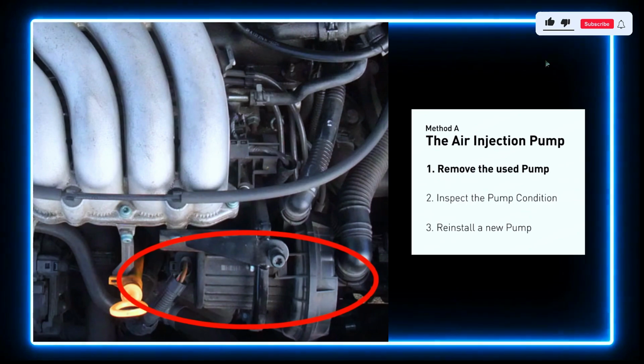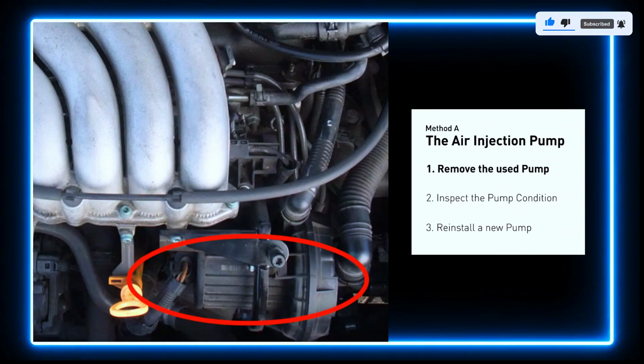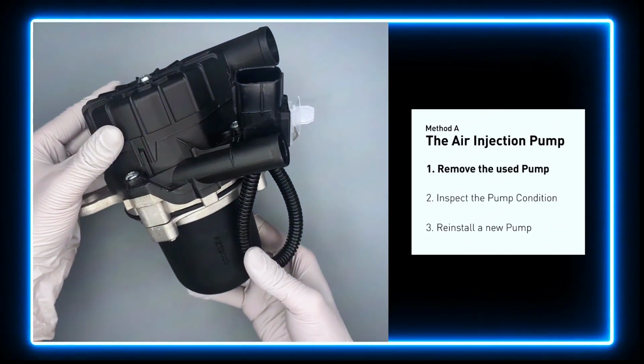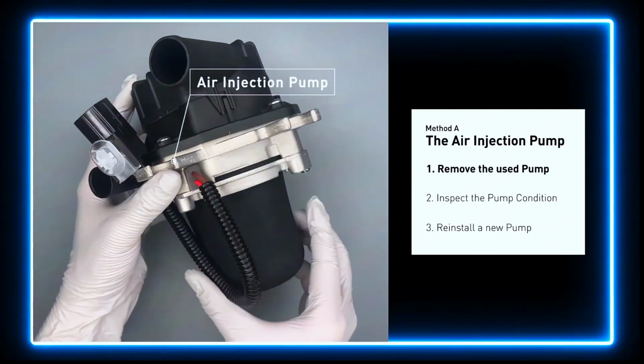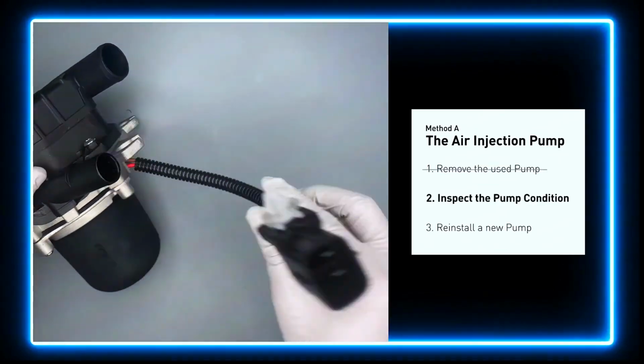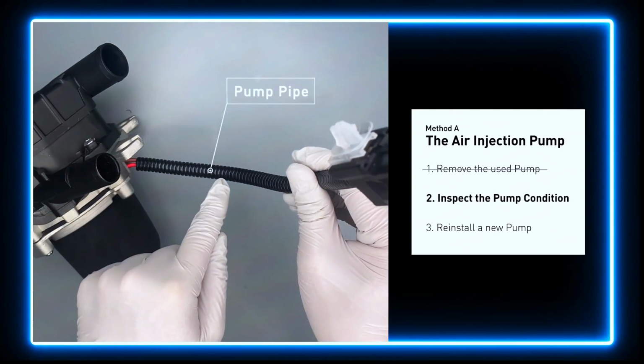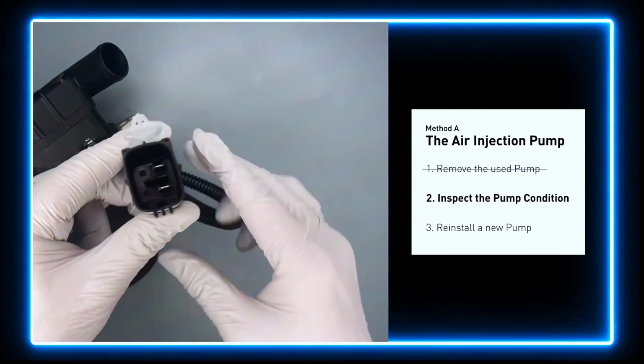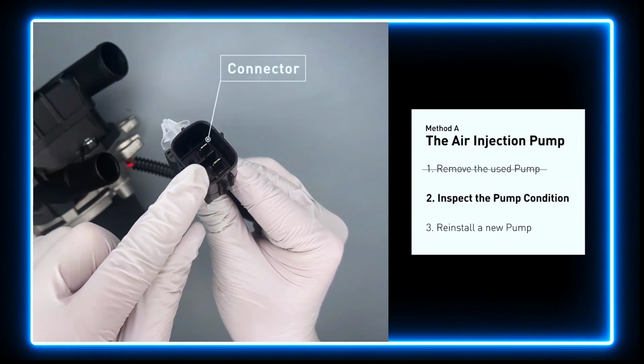The air injection pump will be placed at the front of the engine with a serpentine belt wrapped around it. First, carefully remove the air injection pump from your engine. Visually inspect the air injection pump's pump pipe and the connector for any damages.